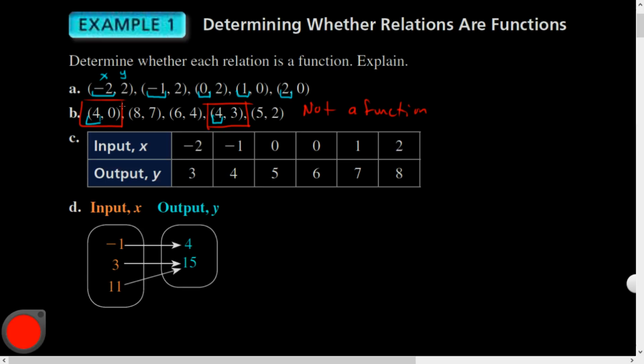But once an input has two different outputs, half the audience might say one thing, the other half another, or some people might just say, I don't know, I'm confused. This has more than one output for the input of 4. You can see how that shows up: notice in example A, none of the inputs repeated, whereas in example B, the input of 4 repeated twice.